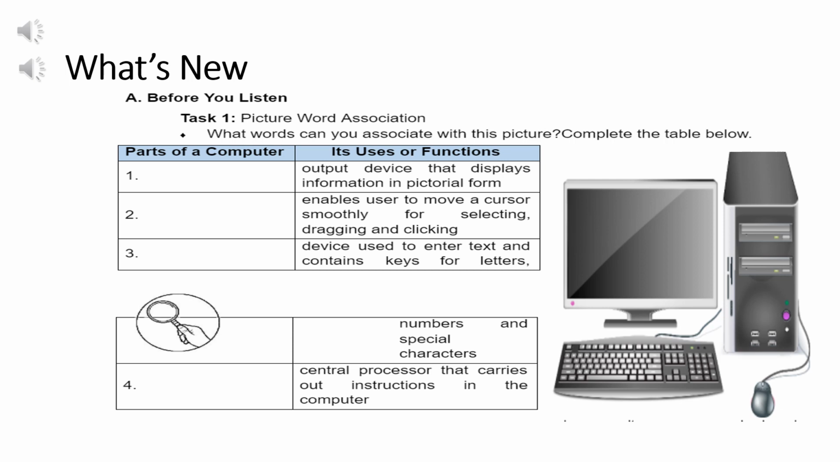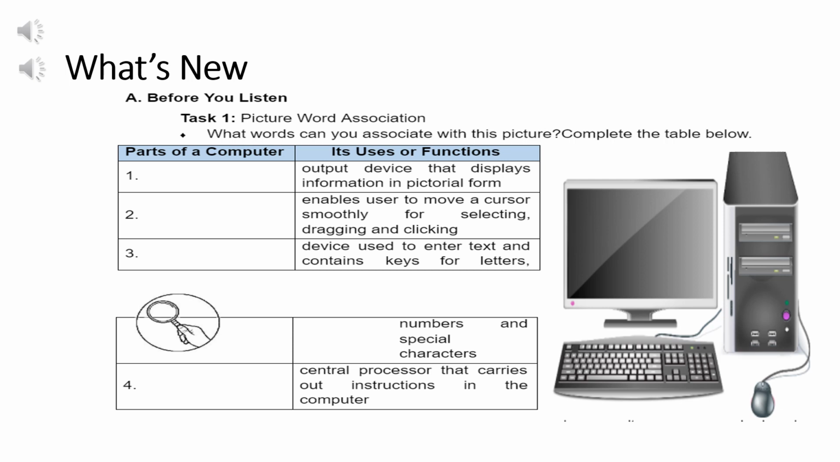What's new? Letter A. Before you listen, Task 1: Picture word association. What words can you associate with this picture? Complete the table below. So we have here a table having in the first column parts of a computer, and in the second column its uses or functions. So we are going to supply what are the parts of the computer that are being defined or being given descriptions. So number one, output device that displays information in pictorial form. What will be the answer using the image that is being presented there?